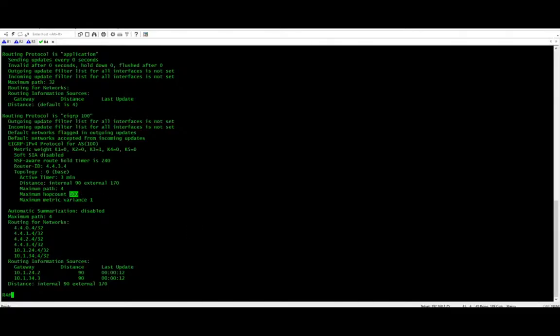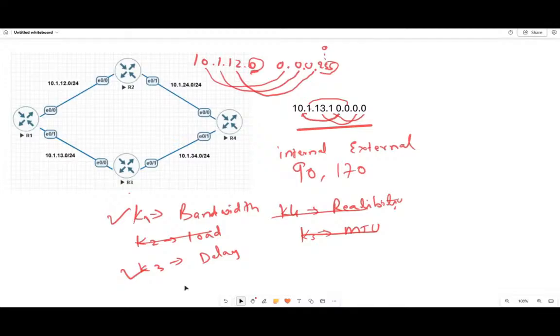Hop count means how in a network a hop count is counted, from router to router or network to network. So network 1 to network 2 is 1 hop count, and from that this network is 2 hop counts, from this to this is 3 hop counts. Yeah, this is how the hop counts are calculated, router to router also.